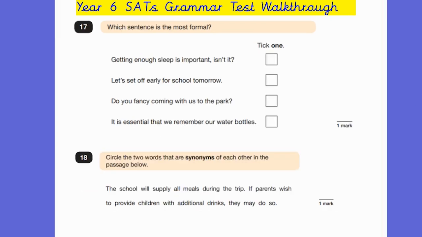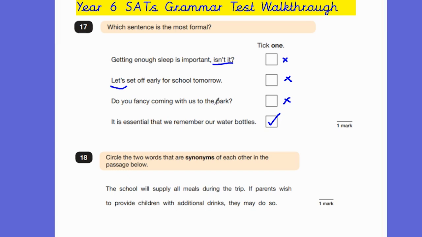Number 17, which sentence is the most formal? Getting enough sleep is important, isn't it? Now this one has a contraction and it also has a question tag, which makes it quite informal. So I'm going to put a tick next to that one, but I do need to look at all of my options. Let's set off early for school tomorrow. Again, this one has a contraction, so I wouldn't say that was formal. Do you fancy coming with us to the park? So therefore, I need to tick the last one. It is essential that we remember our water bottles. So they've used a more formal word there for important, maybe. It is essential, which makes that the most formal.